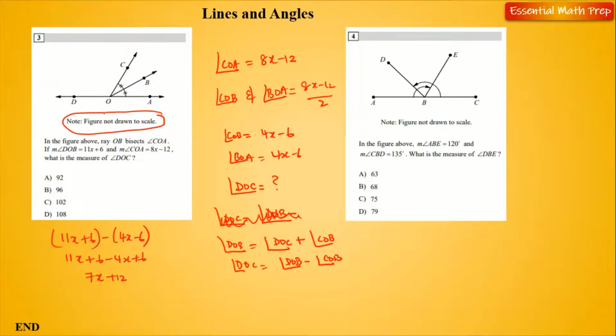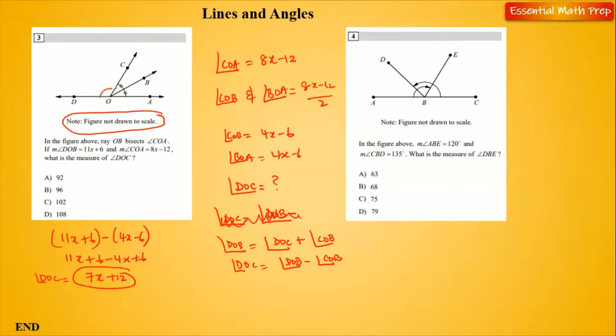So how do we find the value? If you notice, we still haven't figured out what x is. Until we figure out x, we can't solve the problem. That means we have to use the idea of 180 degrees. Angle DOB is angle DOC plus COB, which means essentially DOC is DOB minus COB.